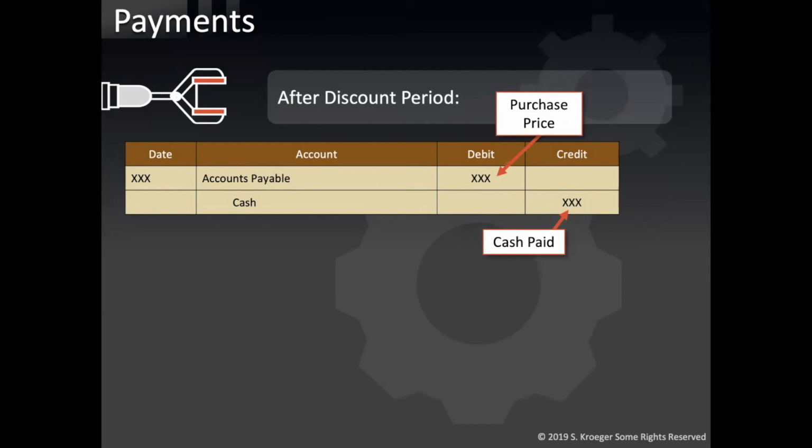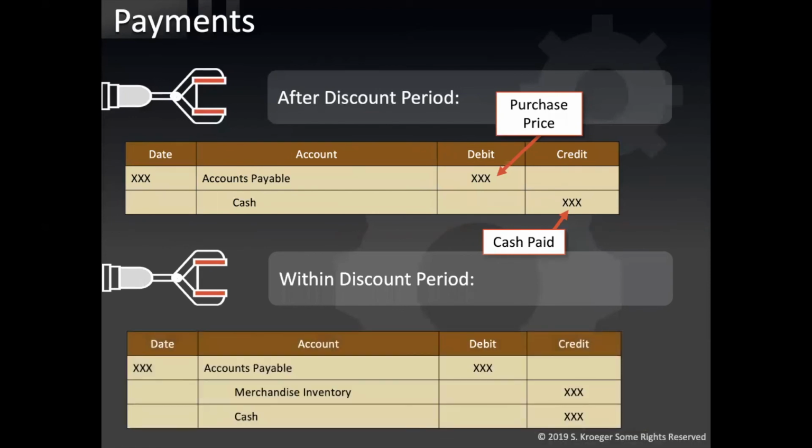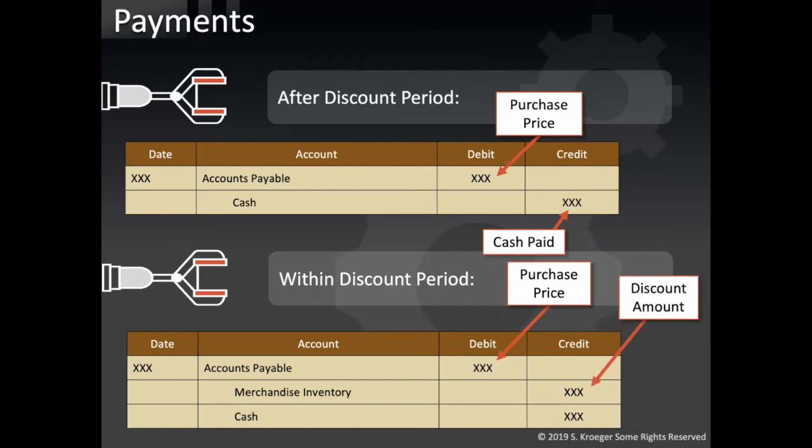Now, the journal entry gets a little more complicated when you pay within the discount time frame. You will debit accounts payable. This will be for the full amount of the debt. However, since you are getting a discount, you won't be paying the full purchase price. Second, you credit merchandise inventory for the amount of the discount. This is because the inventory has cost you less money since you are getting a discount.